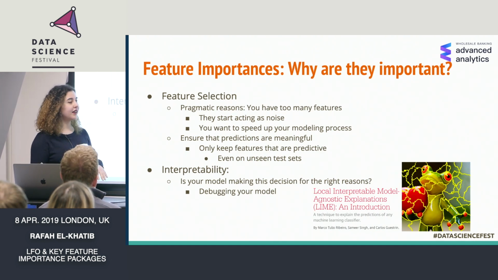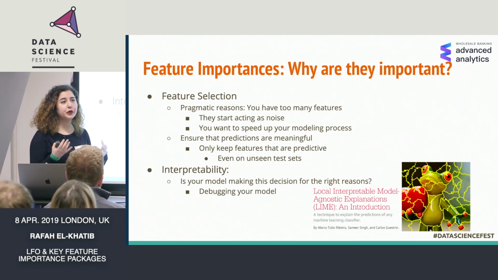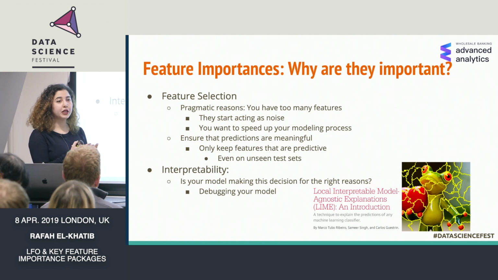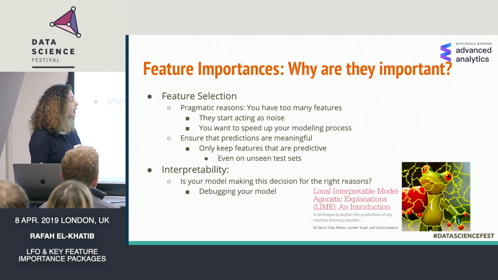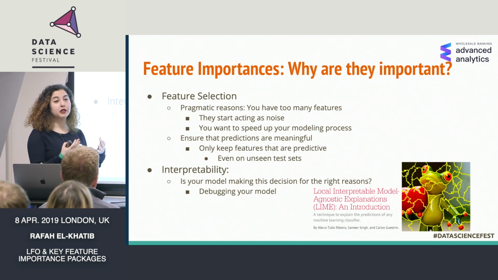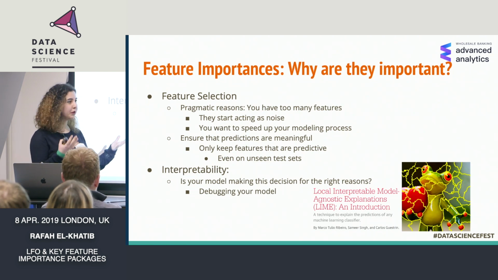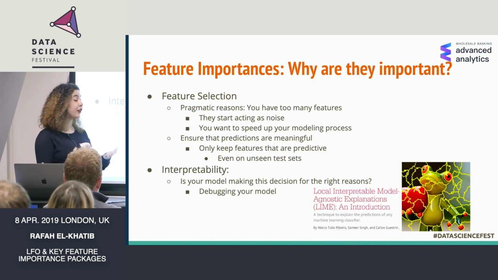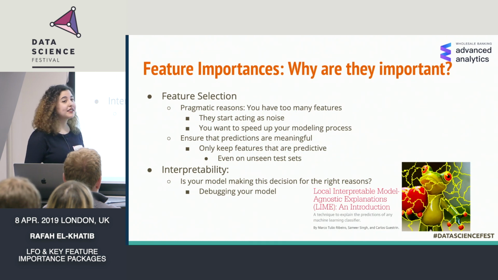The other reason for feature selection is that you only want to keep meaningful features. Even if there aren't many, you only want to keep those that are actually predictive. And when I say predictive, it's not just on the training set. Let's say you want a model that would still be valid and meaningful for future data sets in your company, then you also want to use features that will continue being predictive in the future on unseen test sets.